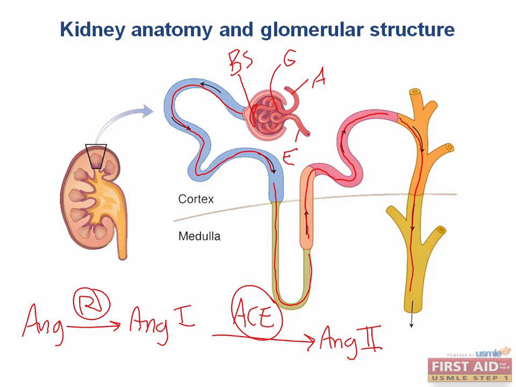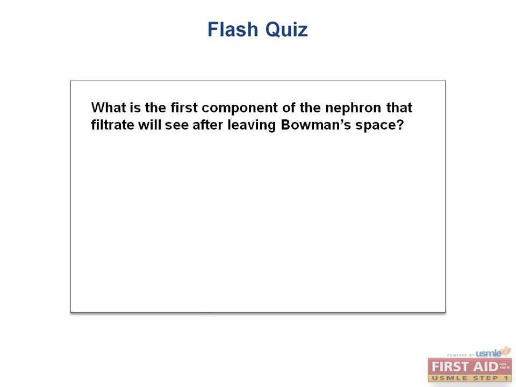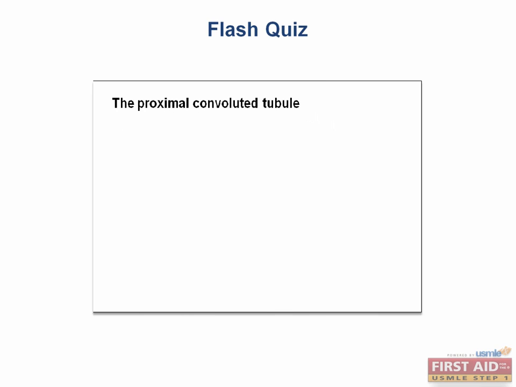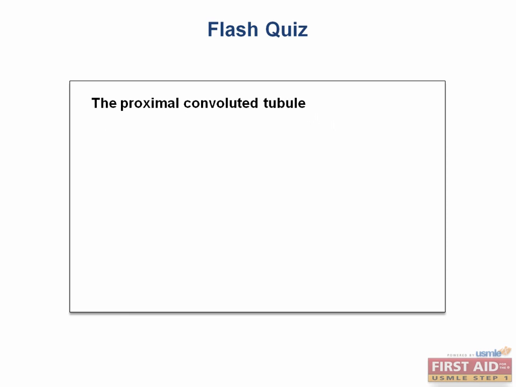Now, one last point to keep in mind is that the efferent arteriole continues on to form a network of capillaries around the nephron called peritubular capillaries. Now, what will be the function of these capillaries? Well, they'll reabsorb filtrate, unlike the glomerular capillaries, which do what? Filter the plasma. Flash quiz. What is the first component of the nephron that filtrate will see after leaving Bowman's space? Answer: the proximal convoluted tubule.